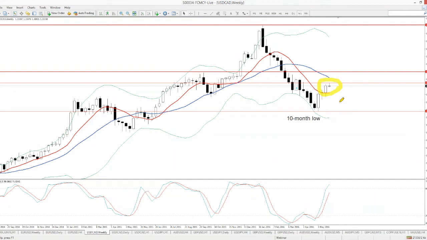However, it's a potentially bearish formation, and whether we like it or not, it creates some bearish expectations on the USD Canadian. In addition to that, as we discussed the previous week with Jakub, there is a sandwich formation. Prices are in between the moving averages, and stochastic is overbought.